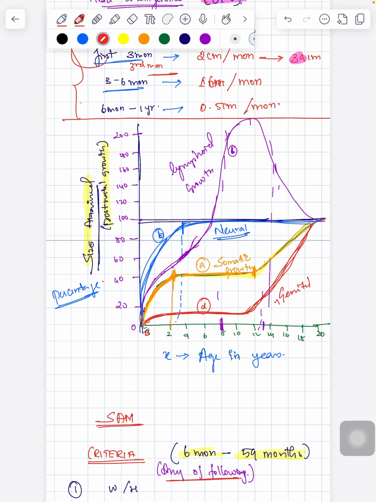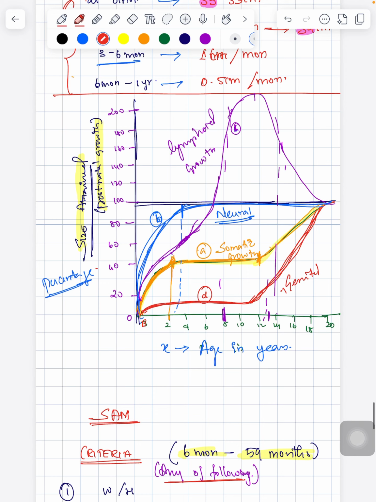This curve is more important because they can give you this graph and mark it as A, B, C and D, and tell you to match. They can give options such as A, this one, B neural growth, C somatic growth. They can tell you to match the correct options from this curve. So this is very, very important. So A is your somatic growth, B will be your neural growth, C is your lymphoid, and D will be your genital curve.